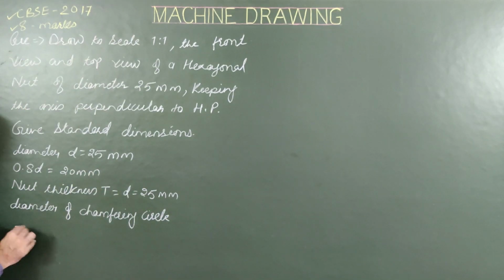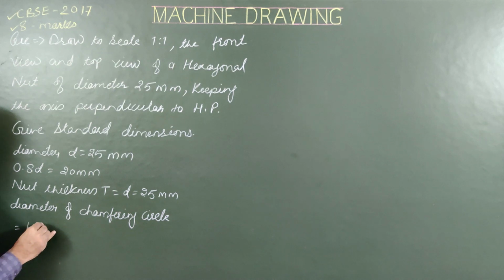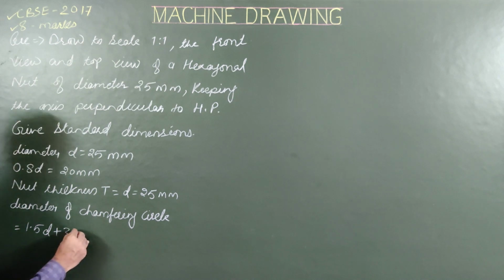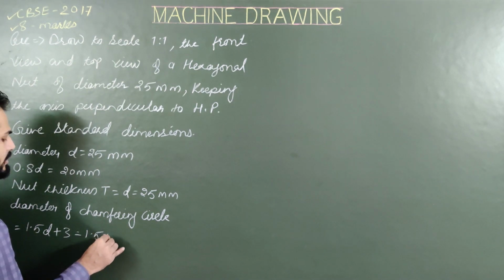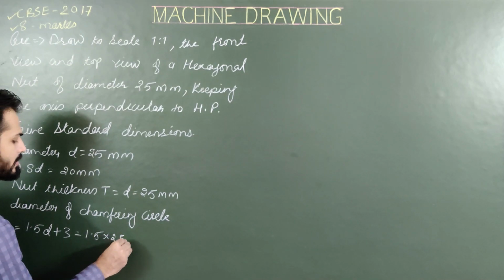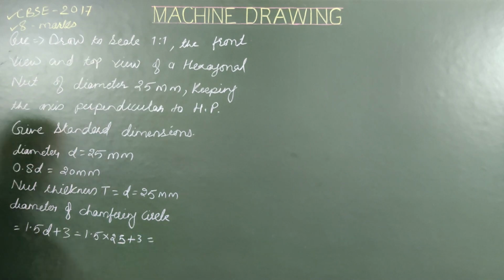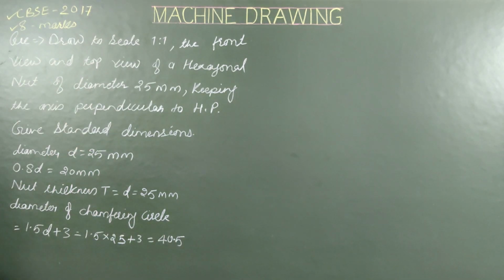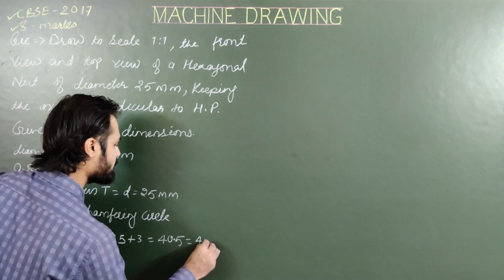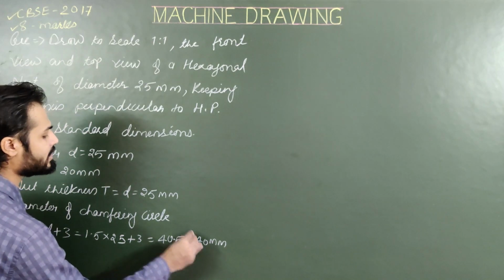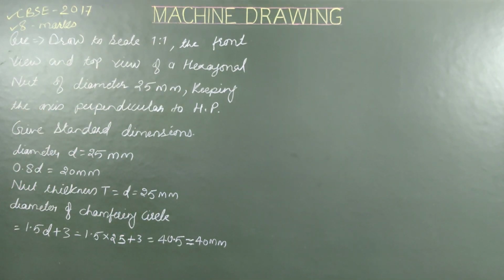Diameter of chamfering circle is 1.5D plus 3. So 1.5D plus 3, 1.5 of 25 plus 3 is 40.5 mm. And for construction, we will go for 40 mm. This is for construction only, but the exact value after calculation is 40.5.